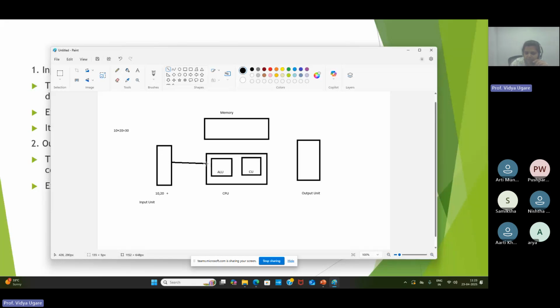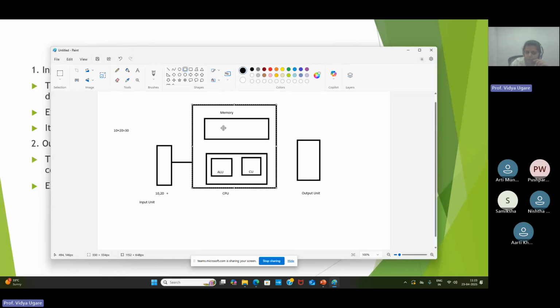Now, when we give this type of input to the CPU, what exactly happens? The CPU is a processor which knows how to execute everything, but it cannot hold or store anything by itself. For that, we need a memory unit. So when I am giving the data 10 and 20, it is temporarily going to be held in the memory of the CPU.